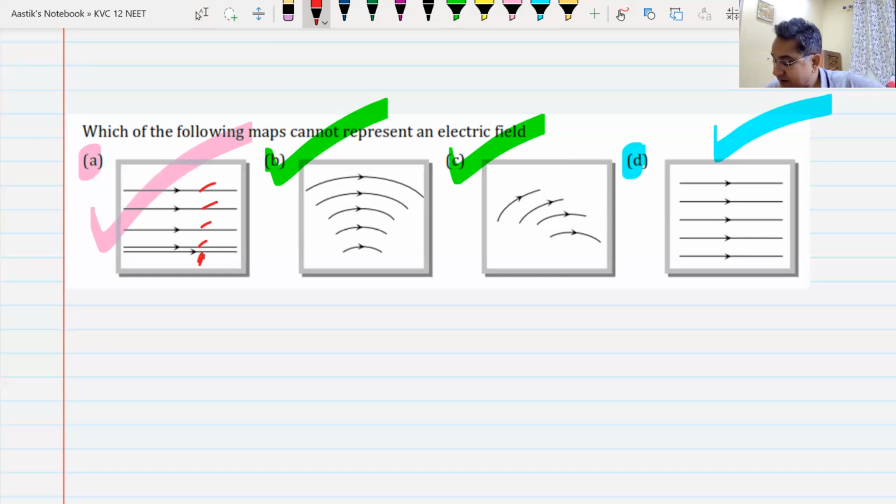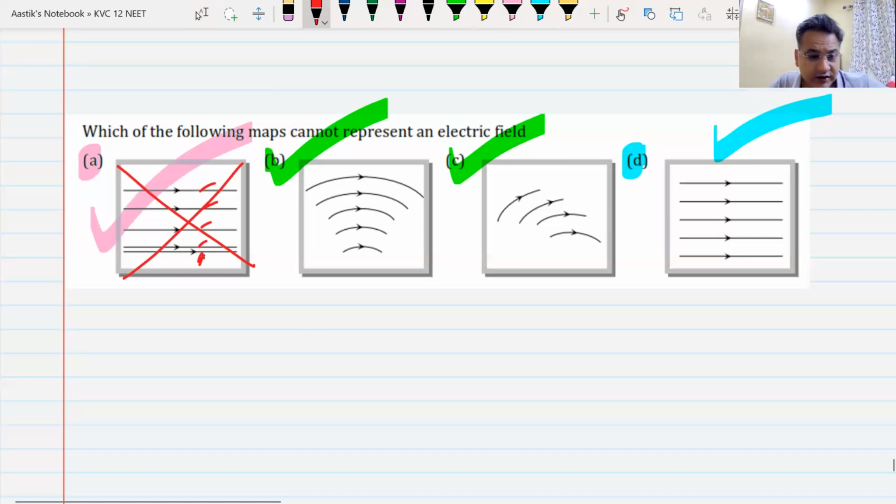So that is why this option is wrong. B, C, and D are correct. Do we understand this? Yes or no? No, yes. Do we understand this, or has it gone above our head, saying bye bye?